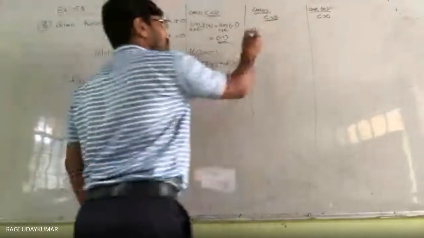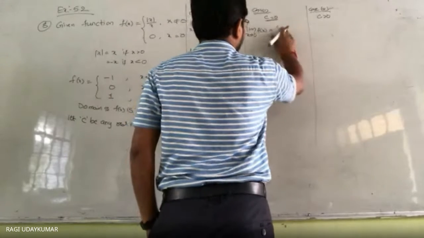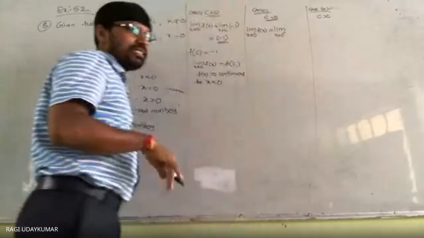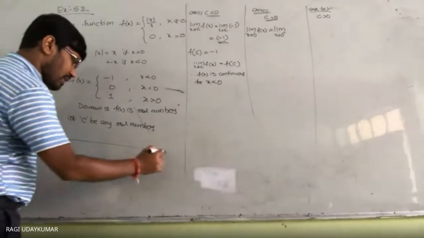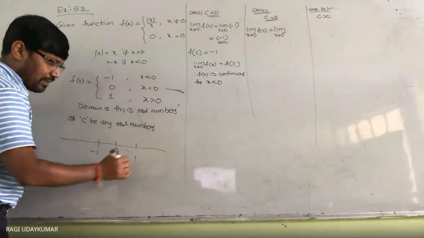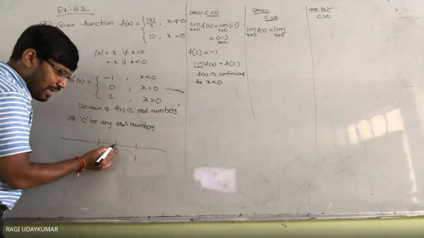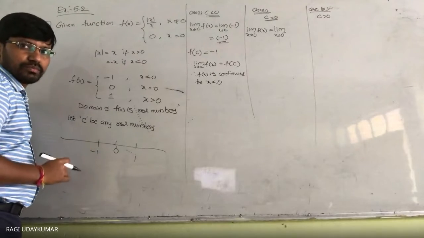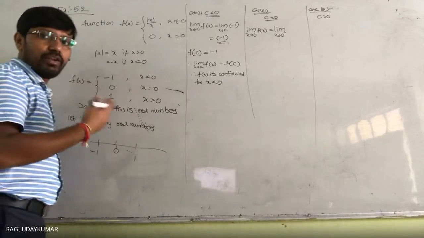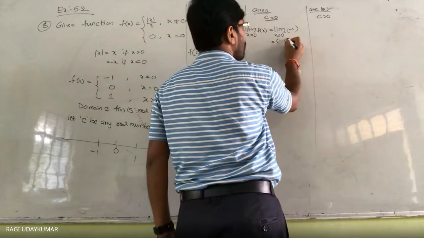So let us take the 0 minus of f of x, which is equal to the limit as x tends to 0 minus. 0 minus on the number line: here 0 is there, here -1 is there, and less than 0 is here. At this place the function behaves as negative. The x value is negative, so the function value is -1. So the function becomes -1.